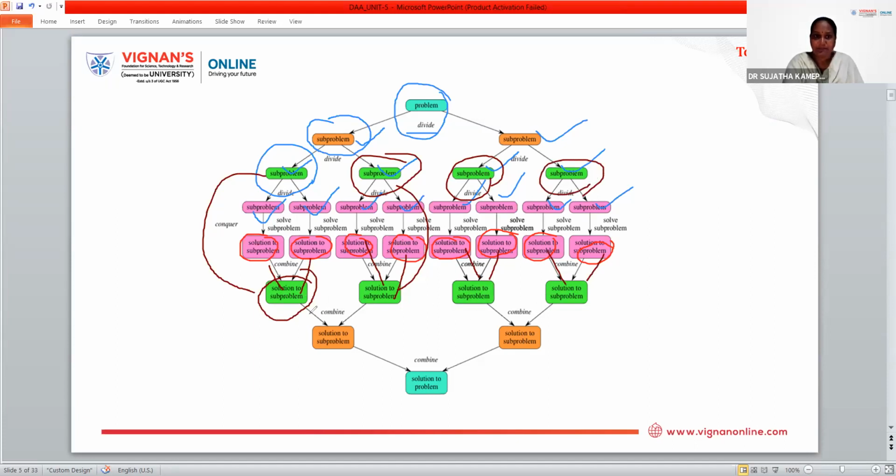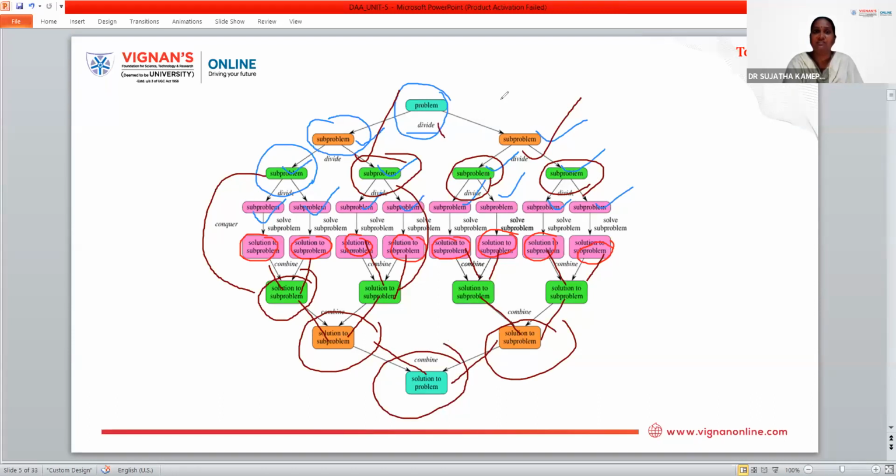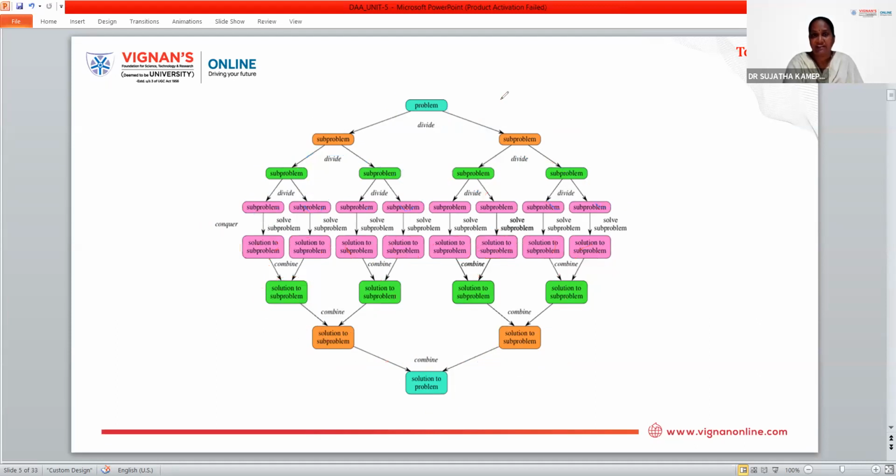After that, these two solutions are combined. Here we get the solution for this problem. Here, these two solutions are combined and we get the solution for this problem. Then finally, these two solutions are combined to get the solution of the given original problem. Right. I hope that you all understood how the divide and conquer method works.